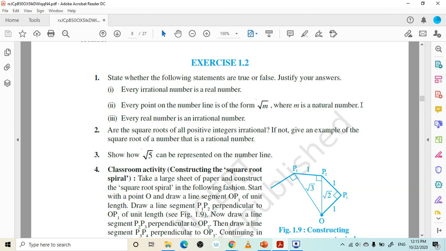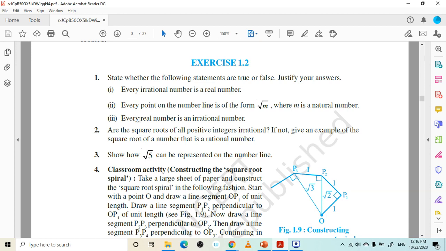Whatever answer is written, that you have to write, because this kind of question cannot even be changed. Okay, so the statement that every point of the number line is of the form under root of m should be checked, whether it is true or not, because the false option is there. We will not discuss this because it never comes in the exam, so you can skip this question.